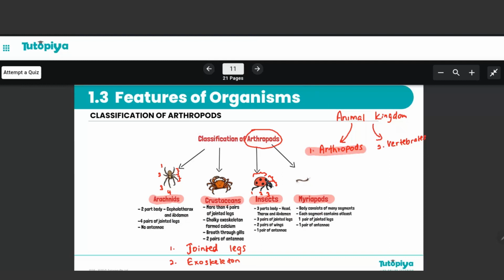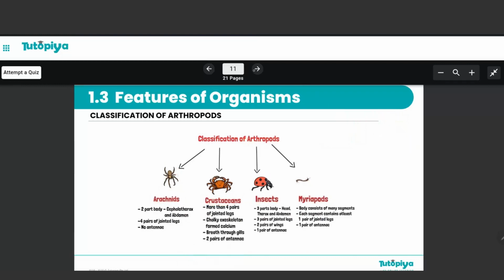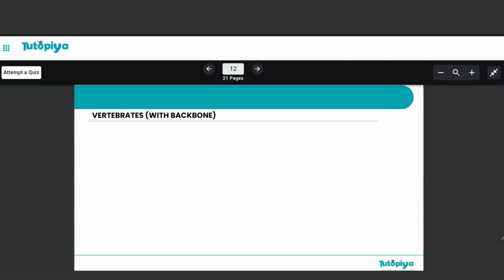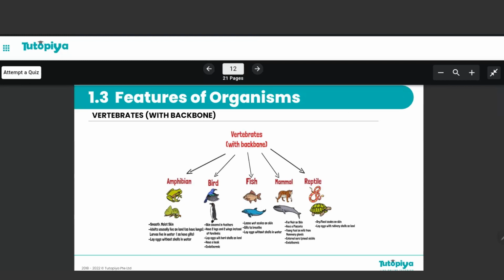And now that we've completed this group, let's move on to the next group within the animal kingdom, who are the vertebrates. So let's quickly move on to the next slide where we're going to learn about the vertebrates. Now, the vertebrates are basically a group of animals who have backbones. So an animal with a backbone is called a vertebrate. And when we talk about vertebrate animals, there are actually 5 groups of vertebrates. What are these 5 groups?